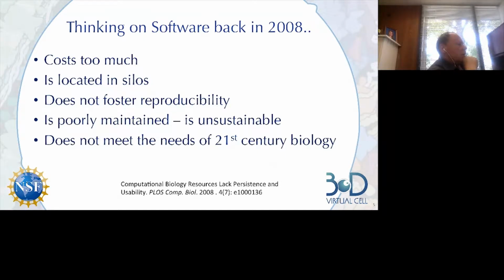It doesn't really meet the needs of current biology. There's no two ways about that. I mean, resources like GitHub and SourceForge and so forth are definitely aids, but there's still very much to do. And so the idea that we can do better in terms of maintenance and sustainability just seems to me to be paramount.